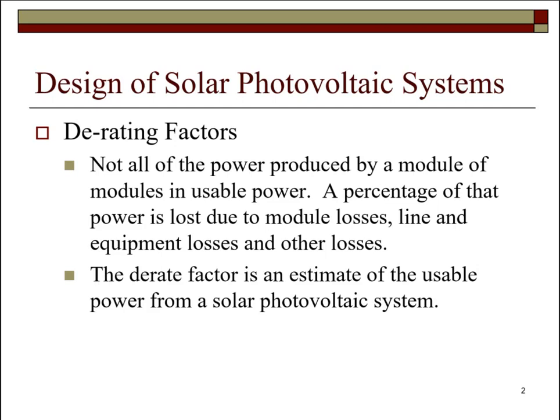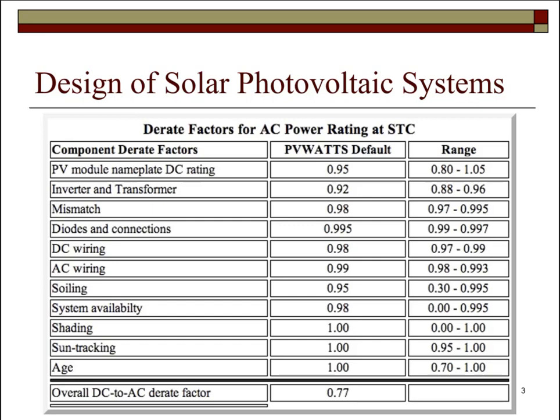Not all the energy produced by PV modules becomes usable. A percentage is lost due to mismatched modules, equipment losses, and other losses. These losses are known as the derate factors. Derate factors are given here. These derate factors are from PVWATTS.